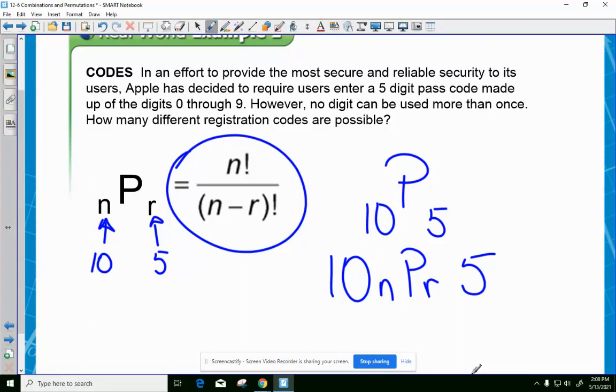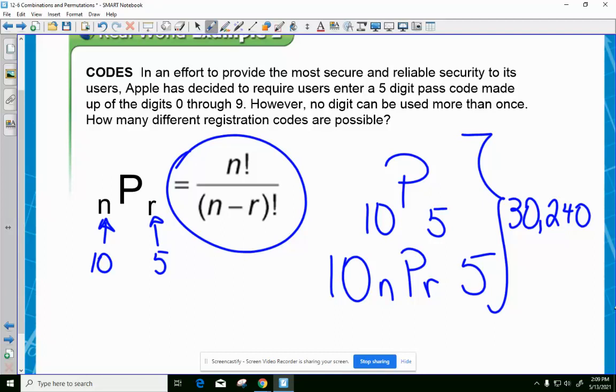Type in the 10. Go to math. Over to probability. We want the second one. See how it put the 10 in the first spot? And then the 5. So how many different possibilities are there? 30,240. Okay.